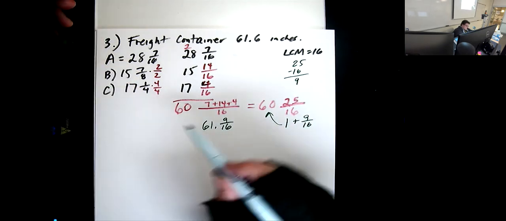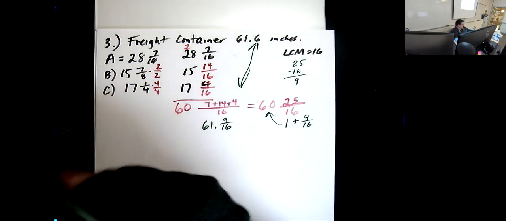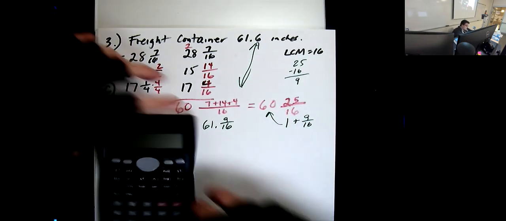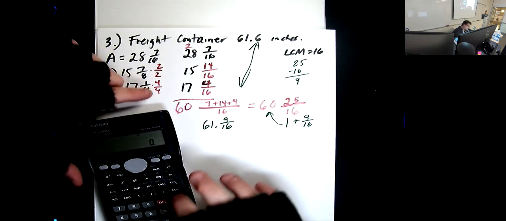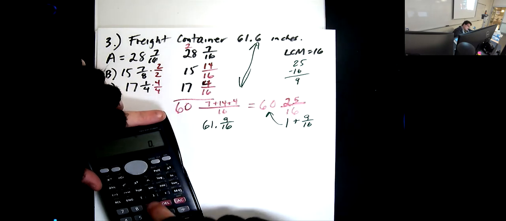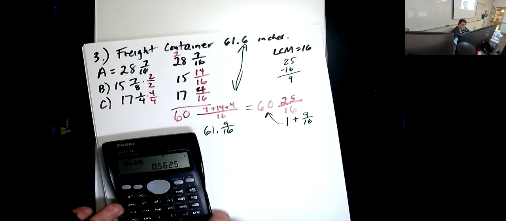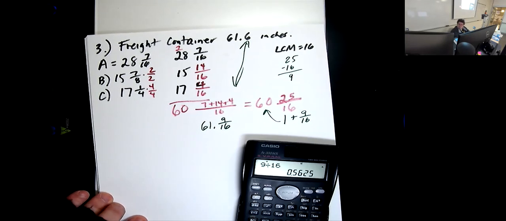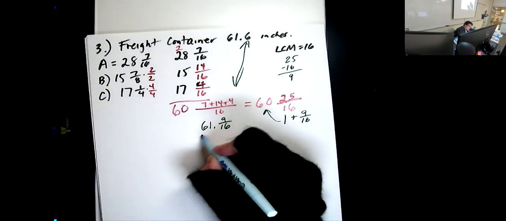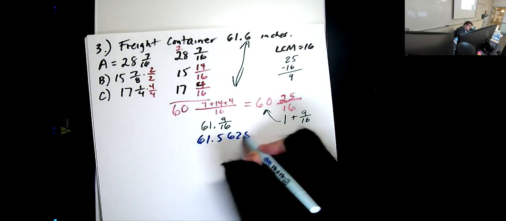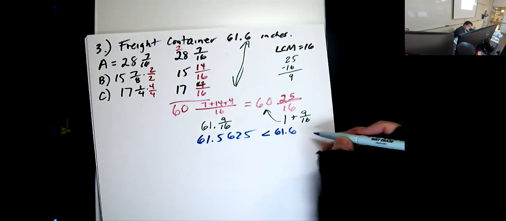The question is, is 9/16 greater than that 0.6? Now we just need to do a calculator. I guess we could have done that at the beginning, but I think it's important that you recognize an easy way to do fractions if it's simple, to have practice. 9 divided by 16 is 0.5625. So this number is 61.5625. That is less than 61.6 inches. So they will fit.